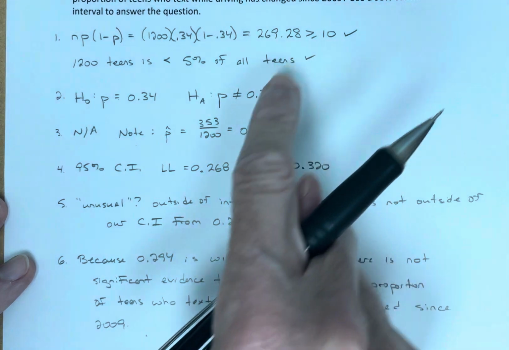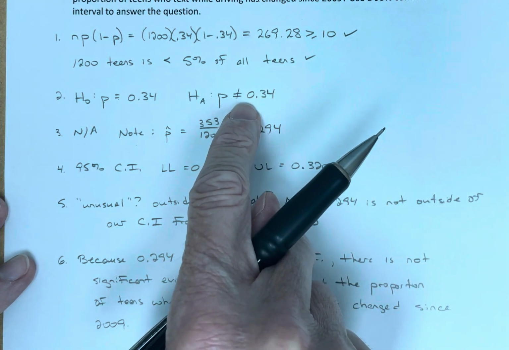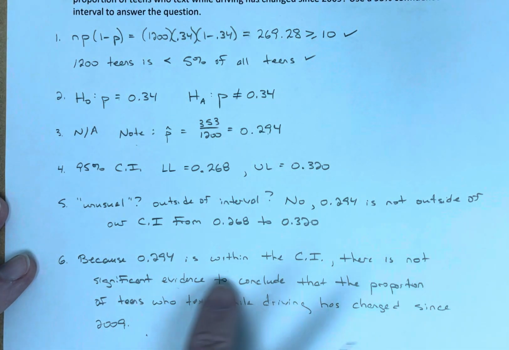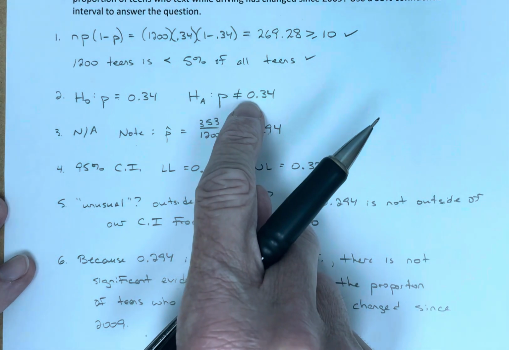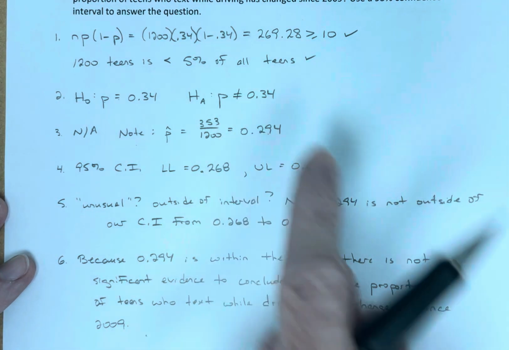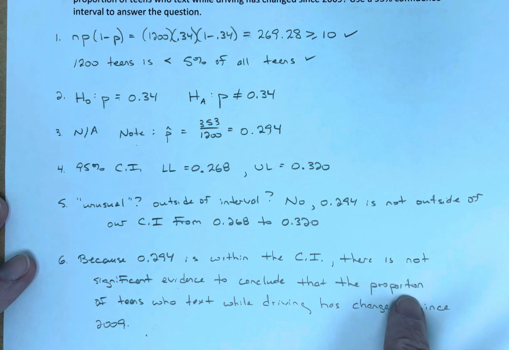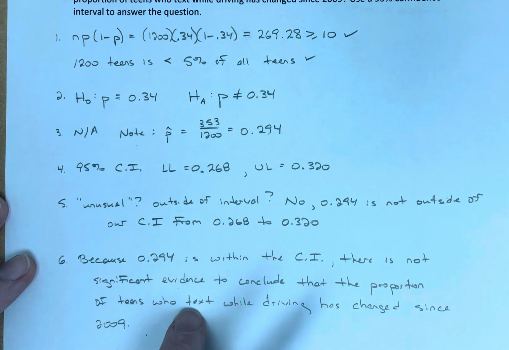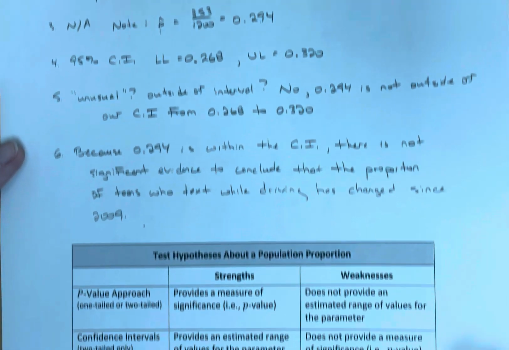Our conclusion: we always speak to it from the alternative. So there is not enough evidence to claim that the alternative is true. Not enough evidence to conclude that the proportion of teens who text while driving has changed since 2009.